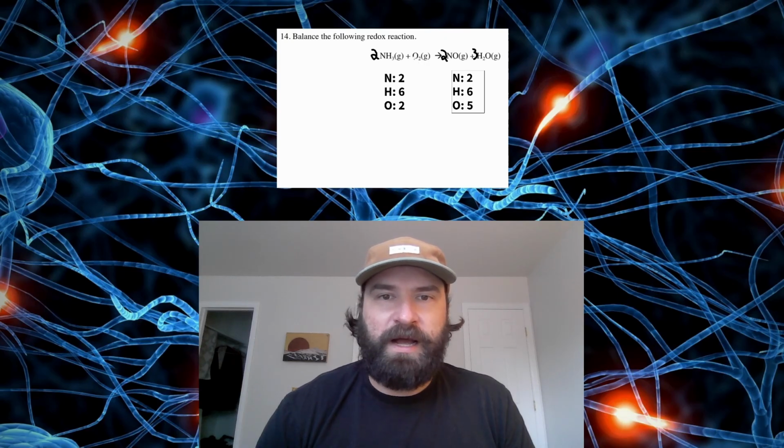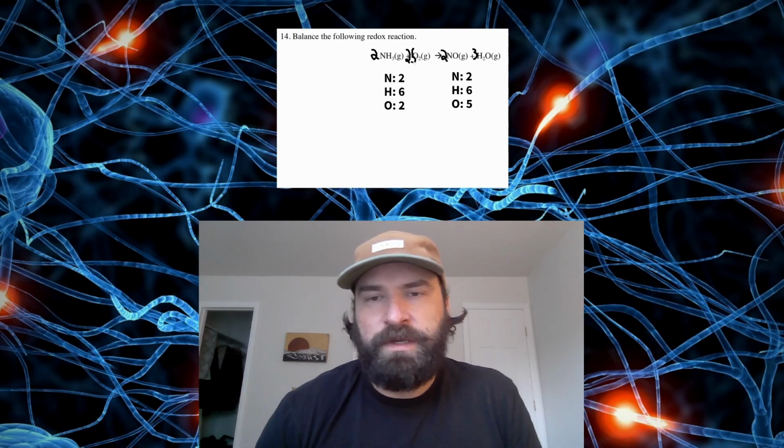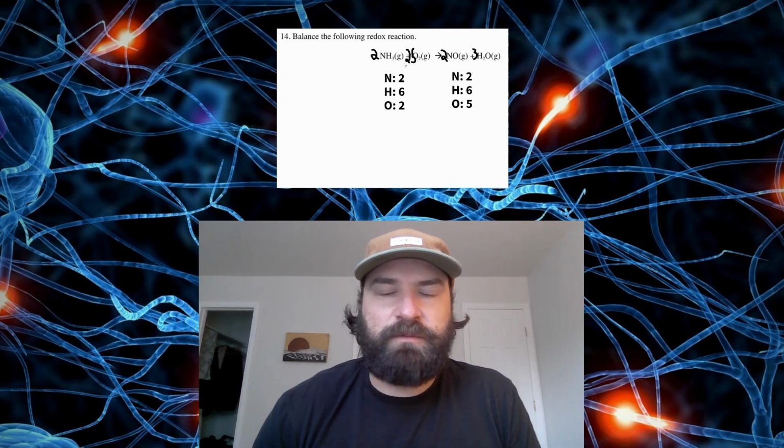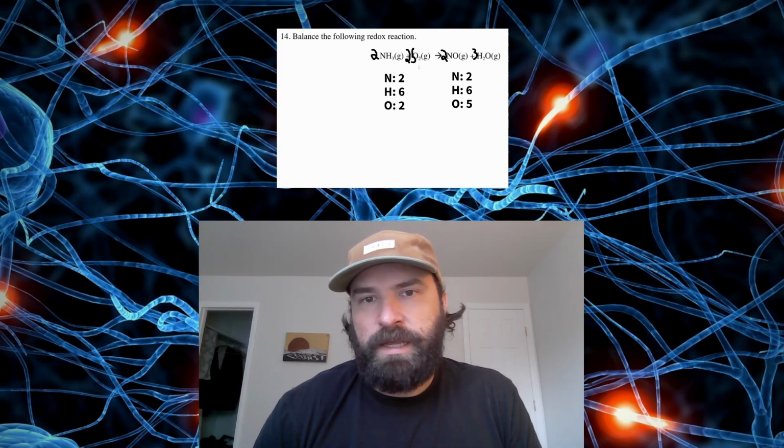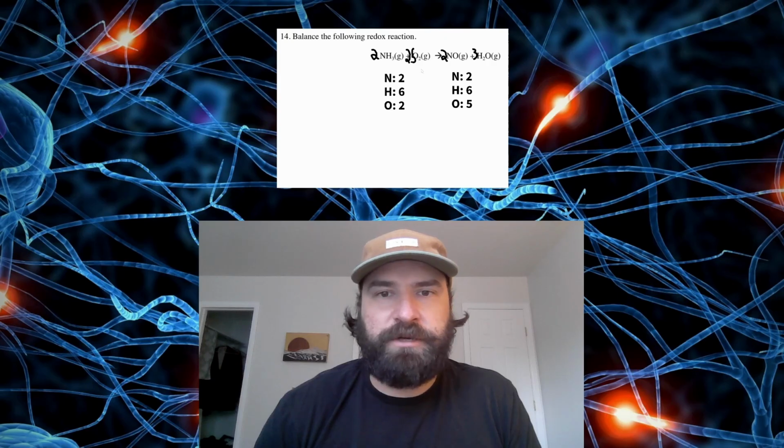But 2.5 isn't a coefficient that we're allowed to use. We can't have a half of a molecule. So, ideally, I could put a 2.5 out here, but we're not allowed to do that. So we got to make this a whole number. And since we have all the right ratios now, I can just multiply everything by 2. So if I just multiply this whole thing by 2, we should be balanced.